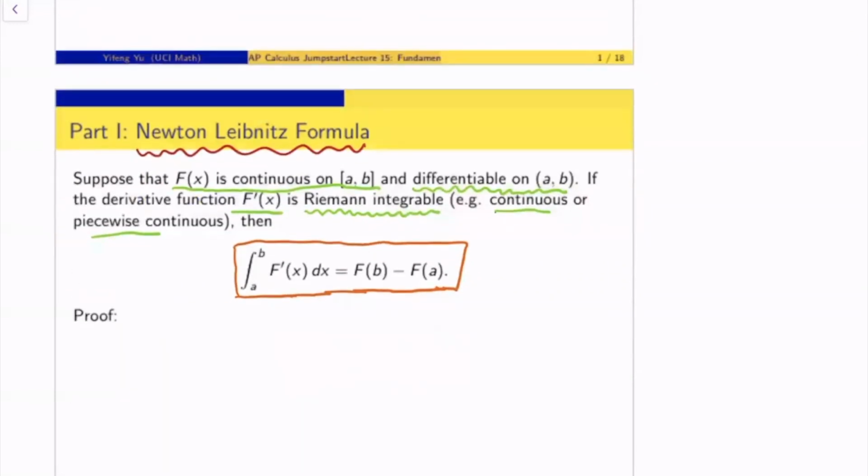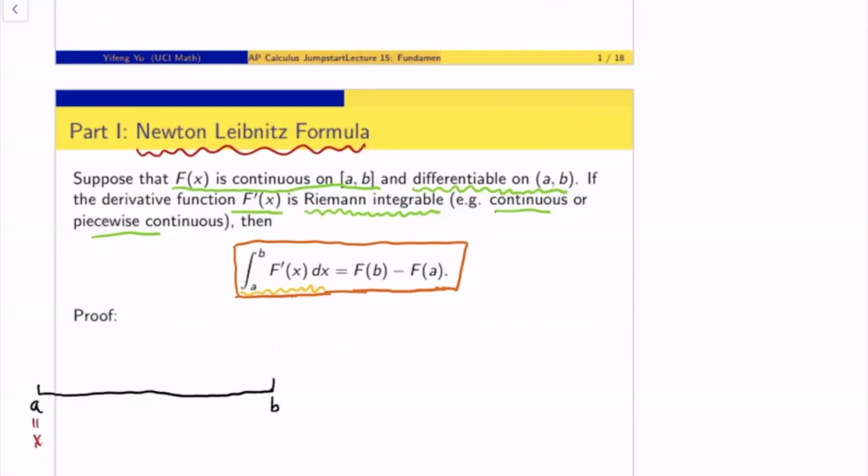First of all, let's recall how we define the Riemann integral. We use the Riemann sum, right? We divide the interval into small pieces, and then we take the limit. That means we divide in a finer and finer way. Let's say this is a and this is b, and we divide it into n pieces.